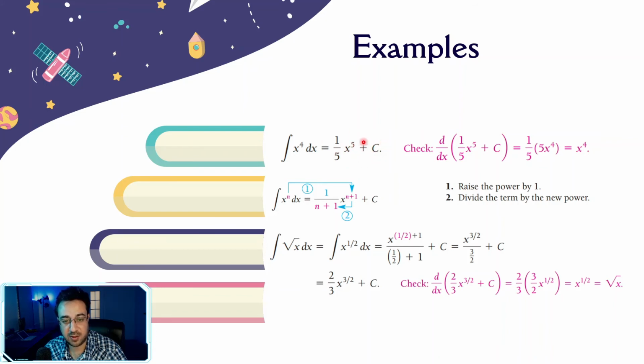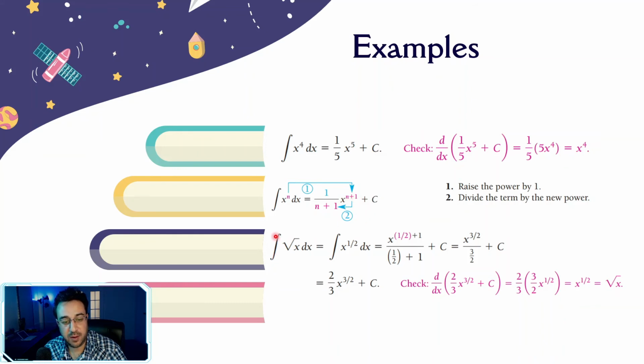To check, you differentiate the answer. If you end up with the function that you are integrating, then that means your solution is right. So you can see here what exactly happened. Firstly, you raise the power by 1, then you divide the term by the new power. So x to the power of n becomes 1 over n plus 1 multiplied by x to the power of n plus 1, plus c.